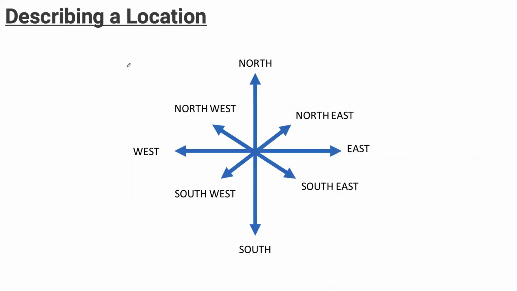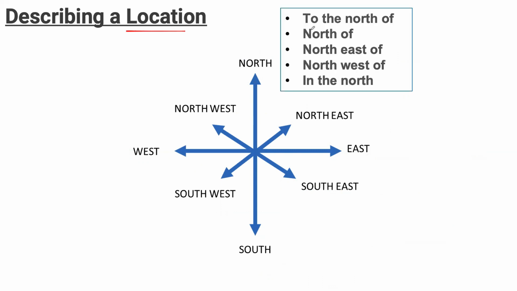One more thing, it's really helpful to describe locations when we look at maps. So I want you to keep this compass in mind with the directions. And let's look at north first. So these are some great ways to talk about the north. We could say to the north of something, or just north of, northeast of, which is very specific, or northwest, which would be here, and in the north.